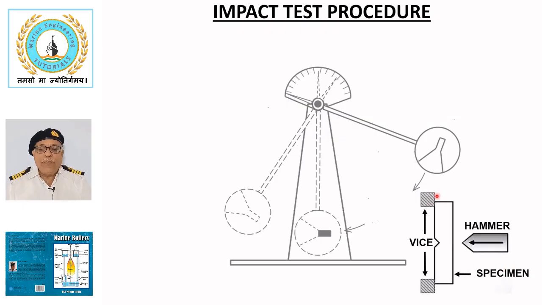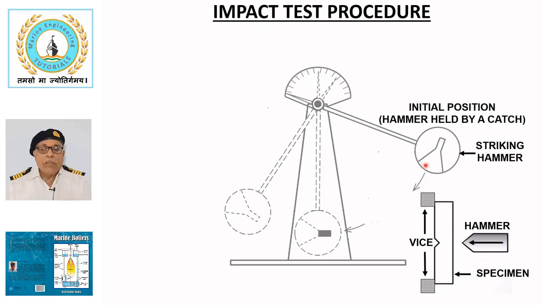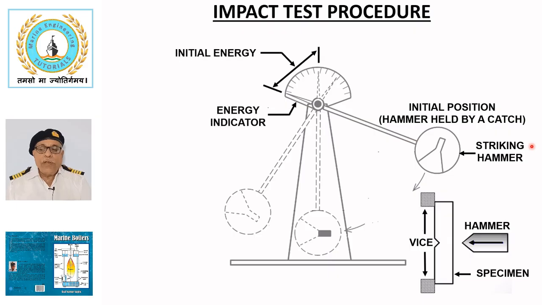A notched test specimen is securely clamped in a vise and fractured using a swinging hammer. The hammer is initially held at a specific height, giving it a defined initial energy. Initial energy is shown on the energy indicator. When the arm is released, it strikes the specimen which may fracture it.